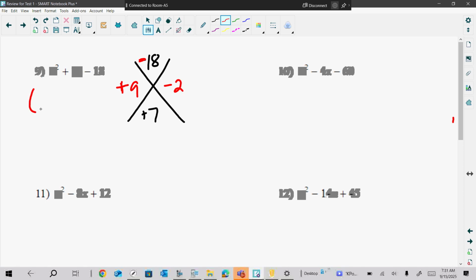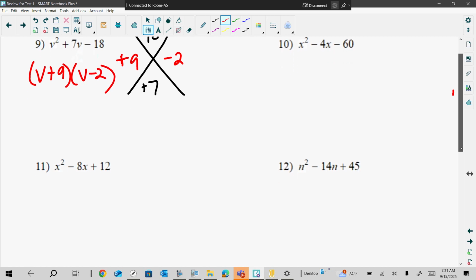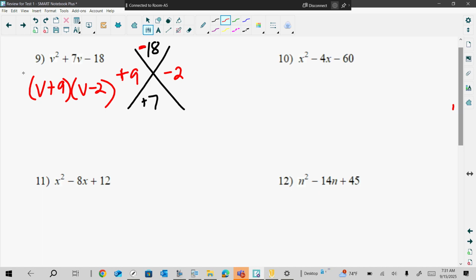So here my answer is v plus 9, v minus 2. Or if you know your factors, you know your timetable, you could do it mentally. Just give me right here your parentheses, your factors.